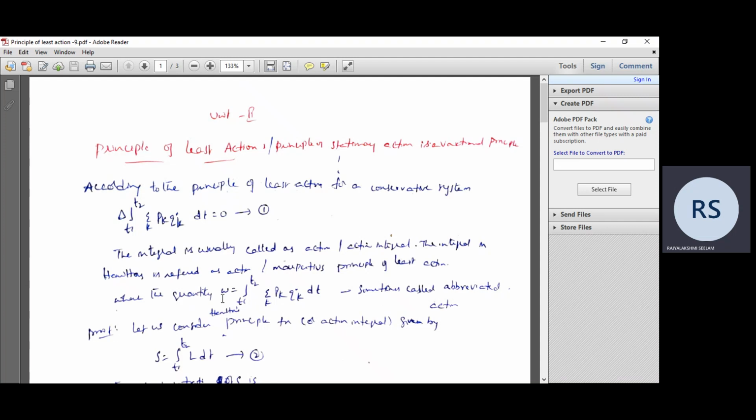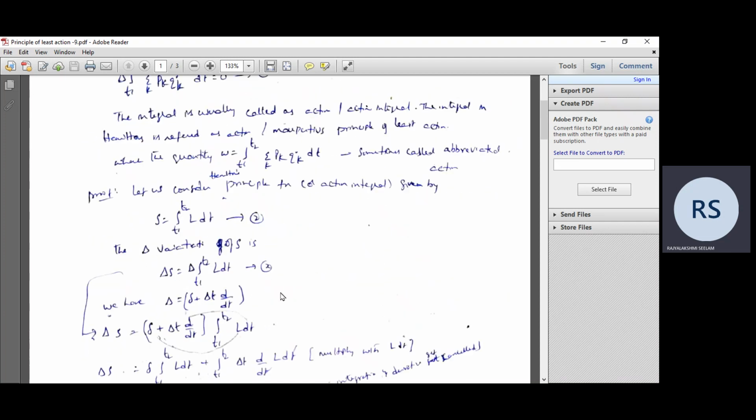Here the quantity omega equals the integral from t1 to t2 of sigma k pk qk dot dt. This is sometimes called abbreviated action. Now let us see the proof.